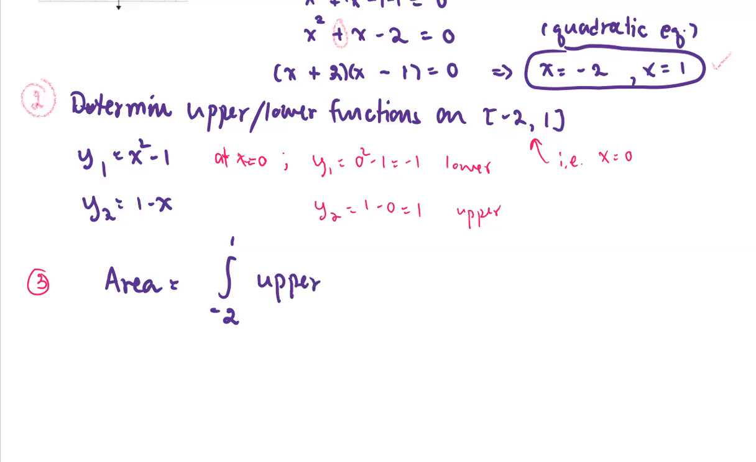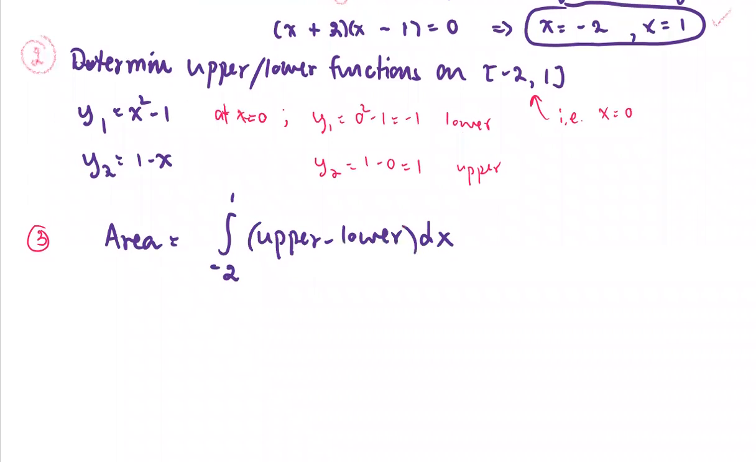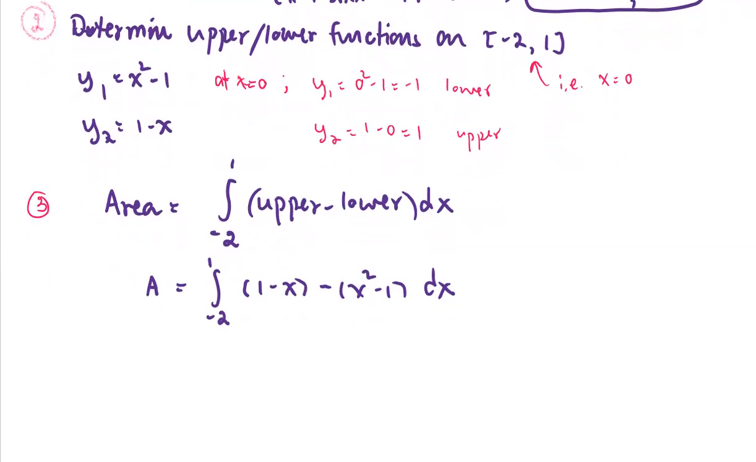Upper first subtracted by lower with respect to x. From our testing part here, integral from negative 2 to positive 1, the upper function is the y2, which is the quantity 1 minus x, subtracted by the lower function, which is x squared minus 1 with respect to x. After we get the setup done, so I call this as a setup.